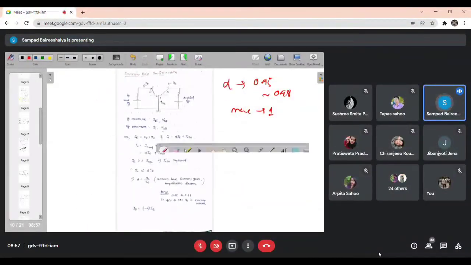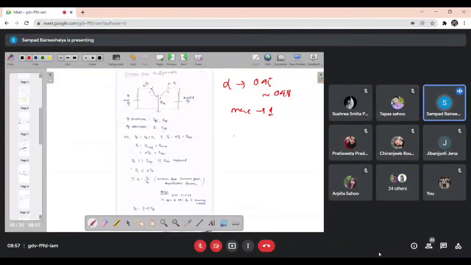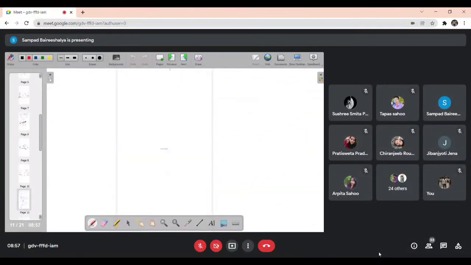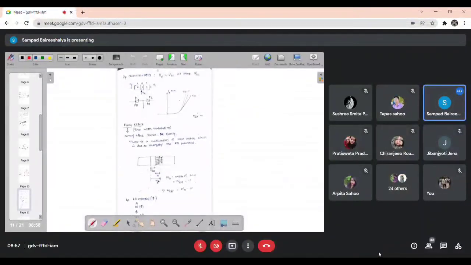Okay, so look, another part we have already discussed: go for the second equation, IE is equal to IB plus IC. Now I know what IC means; in place of IC I can write alpha times IE. Yes or no? So now I will keep both terms on one side, and what happens is IB is equal to (1 minus alpha) times IE. Okay, so this is the base equation.